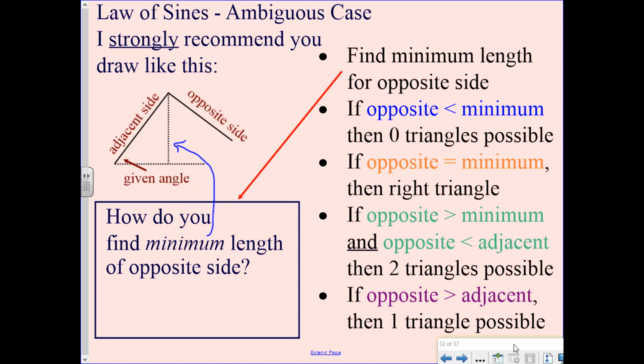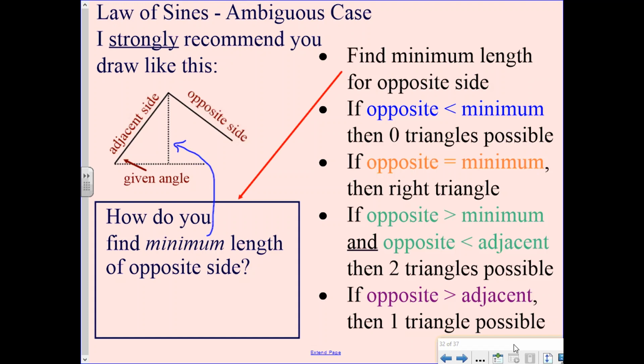Okay, and then on the right, the bullet points you see there: opposite side less than the minimum, no triangles. Opposite side equal to the minimum, you got a right triangle. That's not going to happen very often. If the opposite side is greater than the minimum, but less than the adjacent, then there's two triangles possible. And then the last case, which we just saw, if the opposite is greater than the adjacent, then you have the one triangle. Again, all of those will be solved with the law of sines.